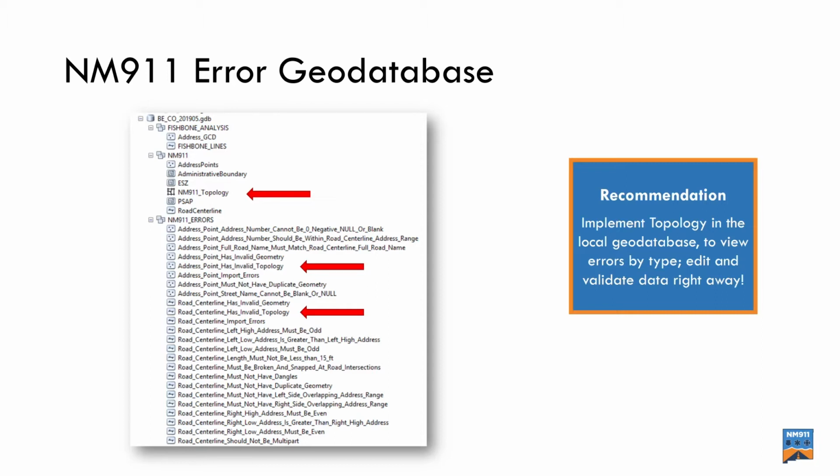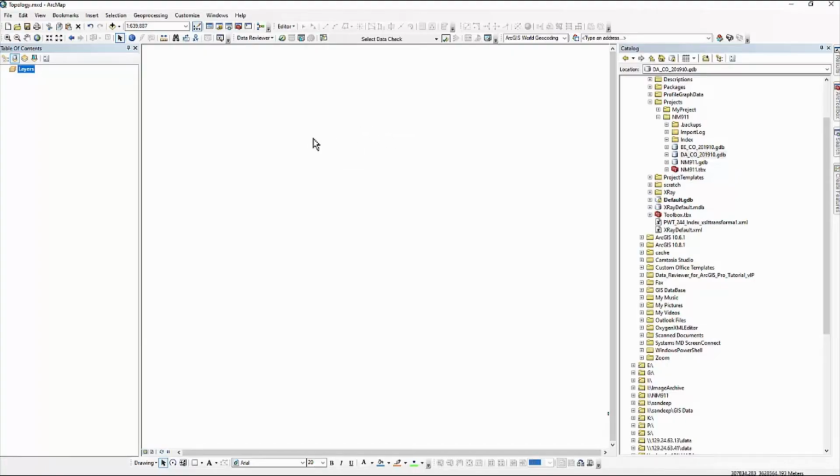Now let's take a look at topology in ArcMap. Here is my ArcMap session. In the catalog window, I navigated to the directory where I have a copy of a geodatabase for Doña County that I'm going to use as an example for this video. Please note most, if not all, of these errors were corrected since then.